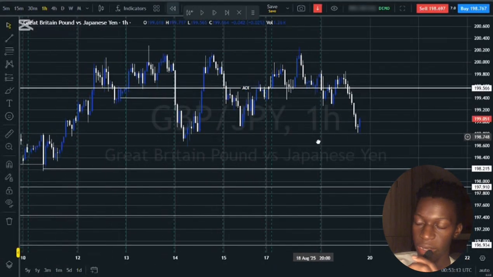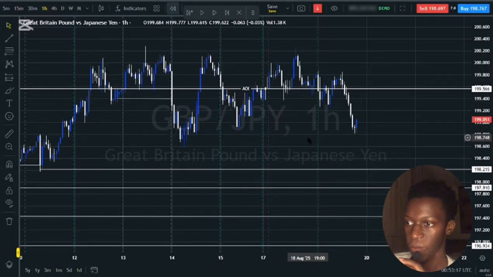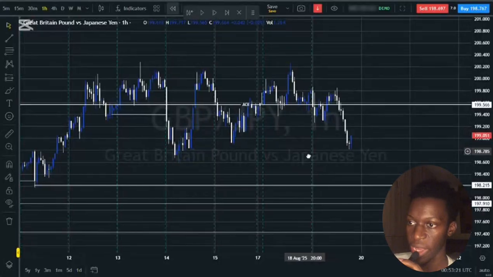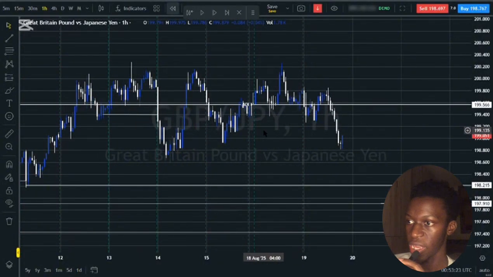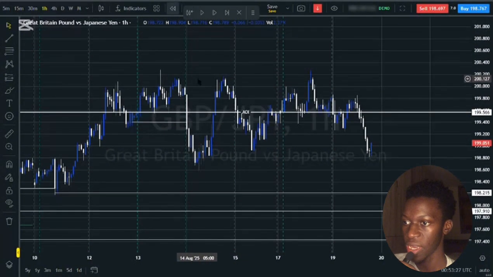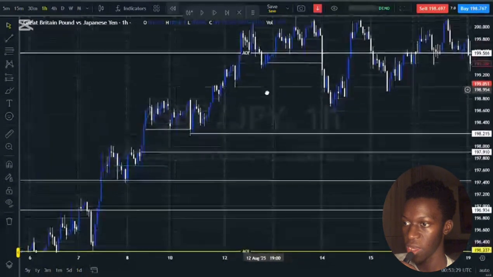Is it an uptrend? Is it a downtrend? Is it a consolidating market? So as you can see, our market here was making higher highs and higher lows, higher high, higher low, and then until it reached this point here where we had a change of character over here.